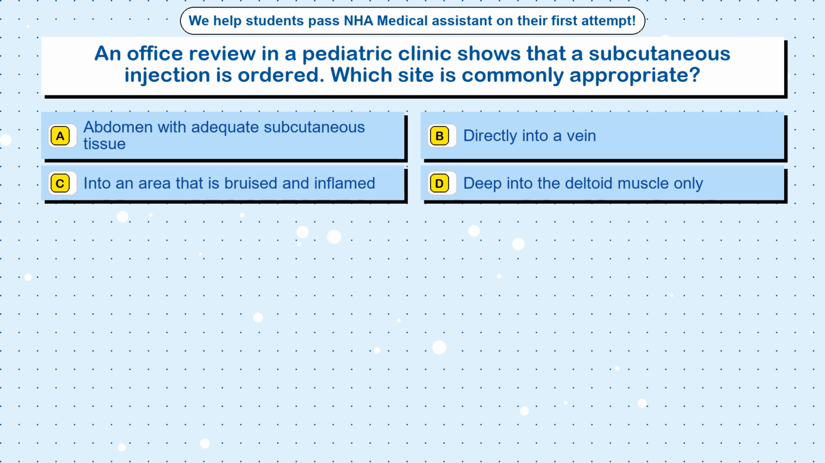Question 3. An office review in a pediatric clinic shows that a subcutaneous injection is ordered. Which site is commonly appropriate? Option A. Abdomen with adequate subcutaneous tissue. Option B. Directly into a vein. Option C. Into an area that is bruised and inflamed. Option D. Deep into the deltoid muscle only.